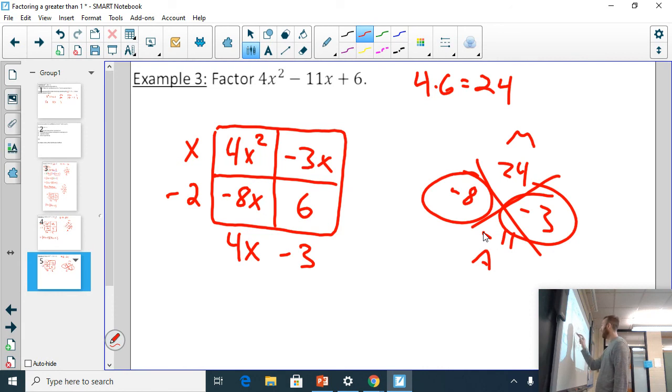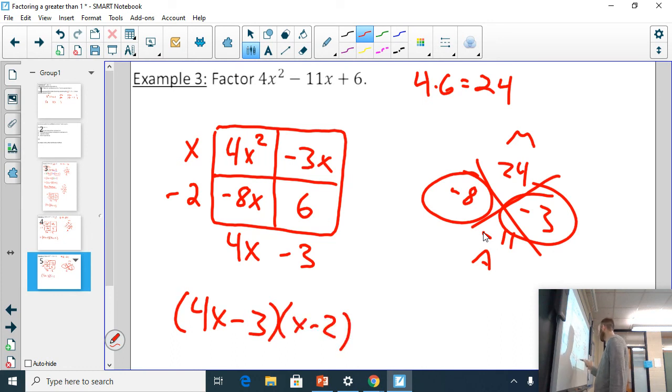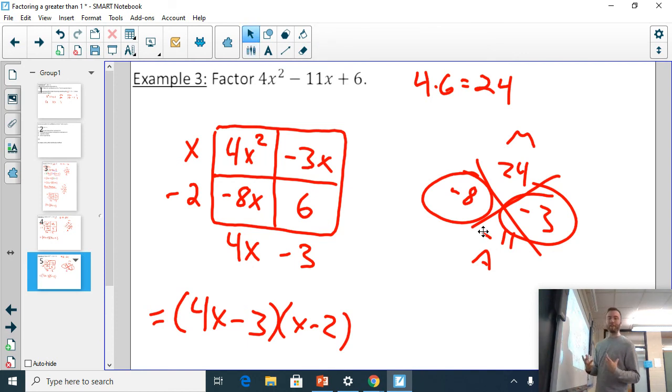Does that work? Negative 2 times negative 3 is positive 6. 4x times x is 4x squared. 4x times negative 2 is negative 8x. And negative 3 times x is negative 3x. So that works out. And so then we can rewrite this as 4x minus 3 times x minus 2. And again, that one takes a little bit of thinking. I know I went fast through it.